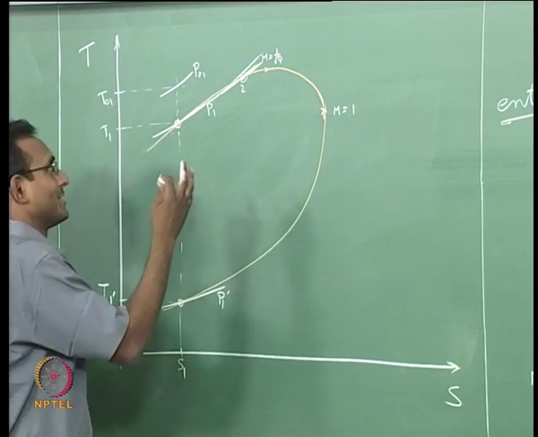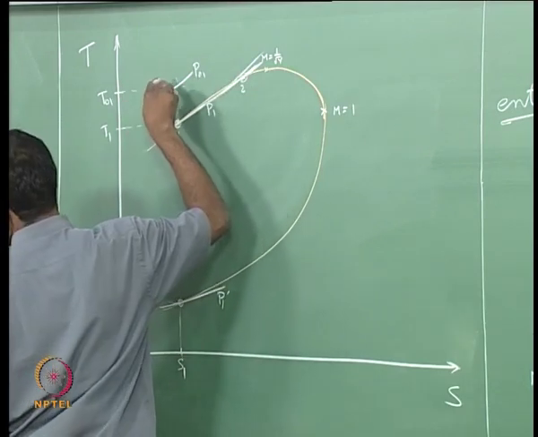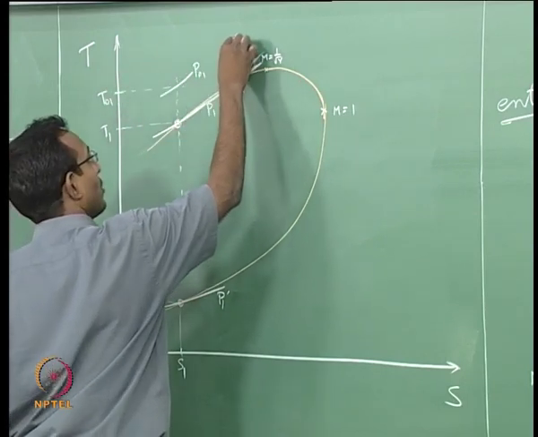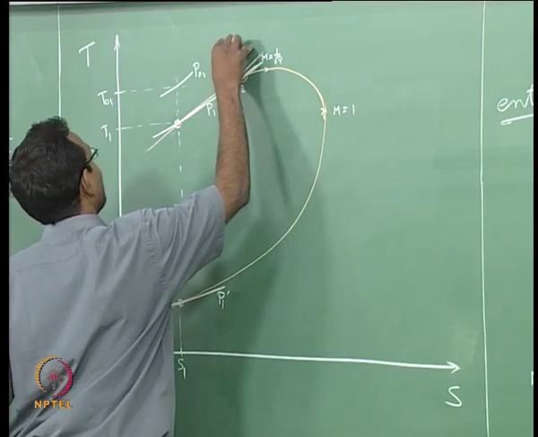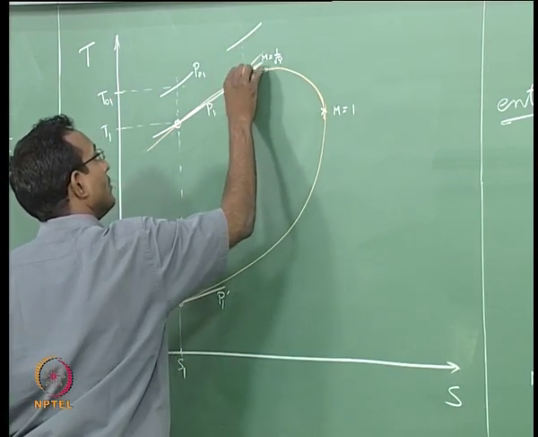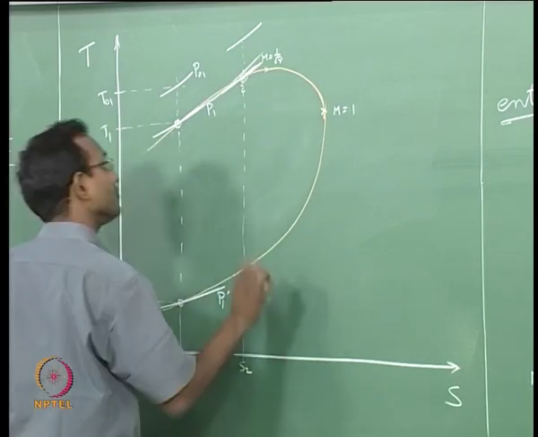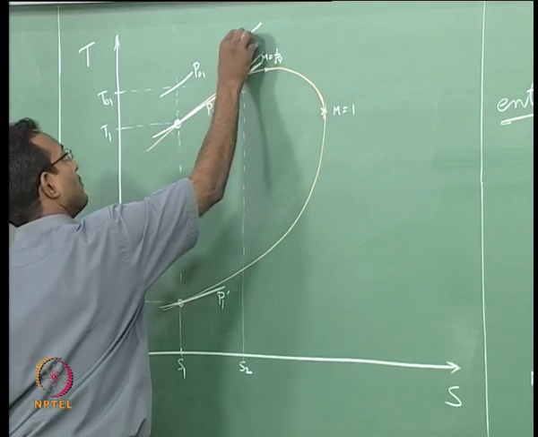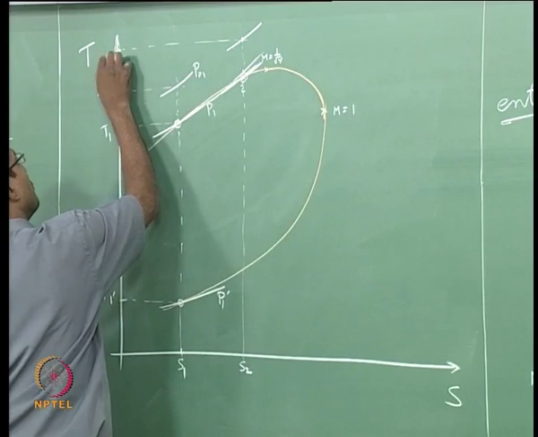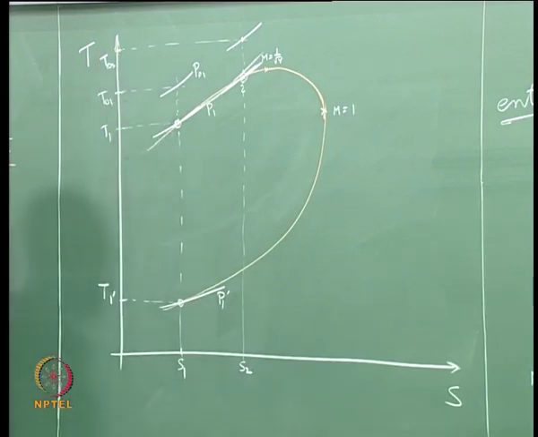I am not drawing very exactly currently. And P0 also you will find that will drop. I did not write that in the table. P0 also drops. That will also be a little lower. This will be my S2, and that particular point is your T02. This is what happens there.